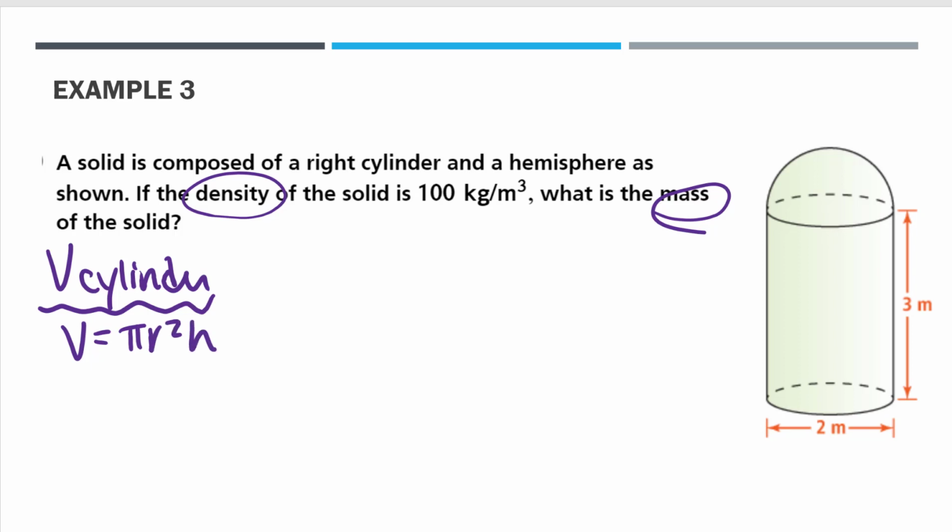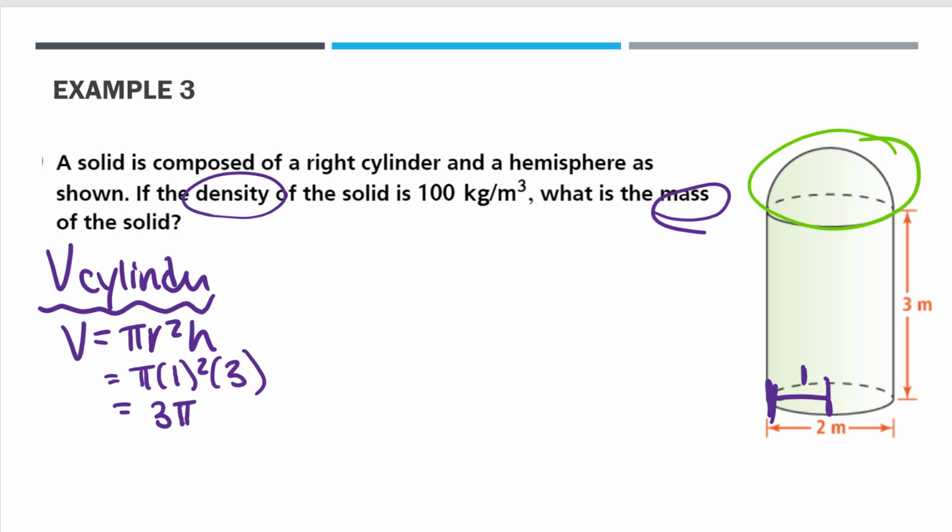So the radius of our cylinder is half the diameter. Since our diameter is 2, our radius is 1. So we get pi times 1 squared times 3. So this is going to simplify to be 3 pi. Then we will find the volume of our hemisphere. So the volume is 2/3 pi r cubed.